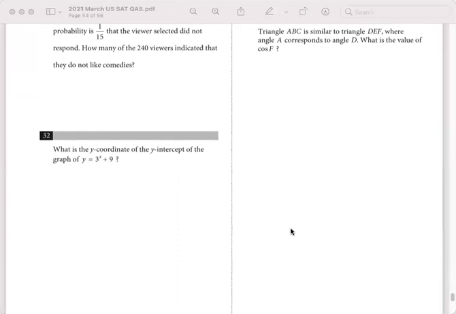Okay, what is the y-coordinate of the y-intercept of the graph of this function? So to find the y-intercept, we put x as 0. So y is 3 to the power 0 plus 9, which is 1 plus 9, which is 10. So the y-coordinate is 10.